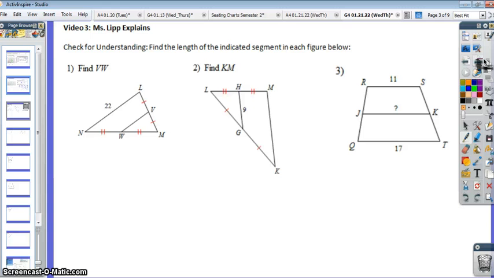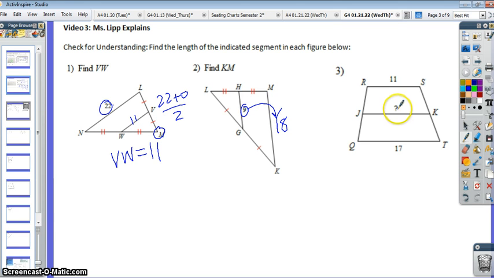Welcome back. The answer to number 1, VW equals 11. Okay, it's half of 22, or we could say 22 plus 0 divided by 2 equals 11. KM would be 18, okay? 9 is half of 18. And then for number 3, it's a trapezoid, we want to find the average of these two bases. So you should have gotten 14. Okay, flip your paper to the back.